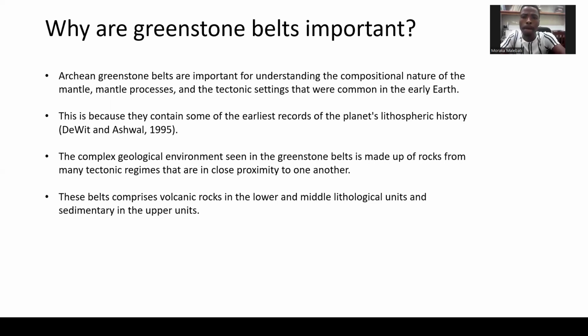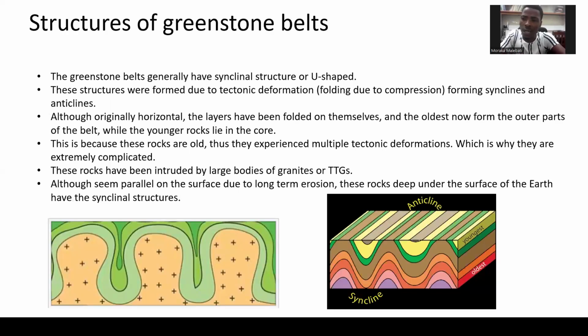All right. Now, the structure of greenstone belts, like we said, these greenstone belts show what we call synclines or U-shaped structural forms. So these are the synclines. You can see this is a syncline. Now, why these synclines? Because of the effect of compressional forces due to tectonic deformation.